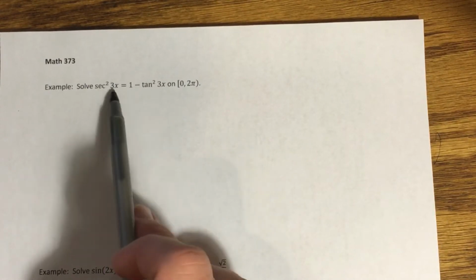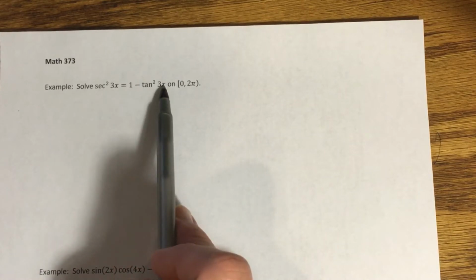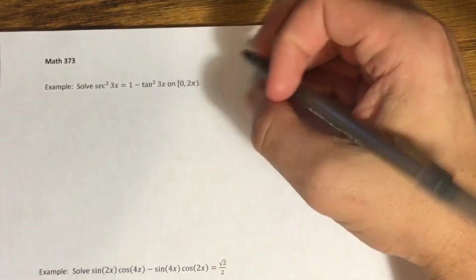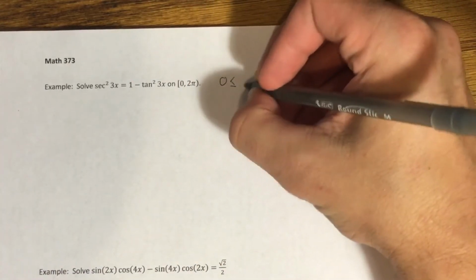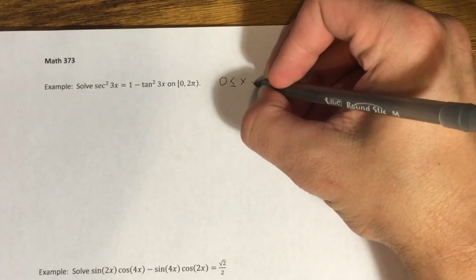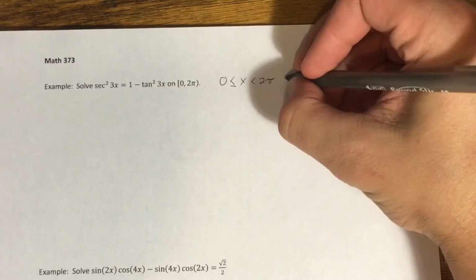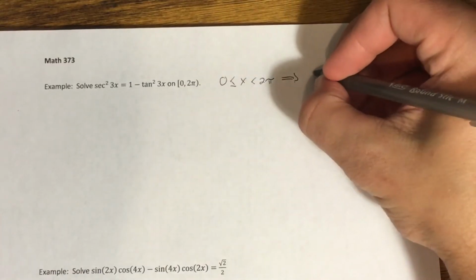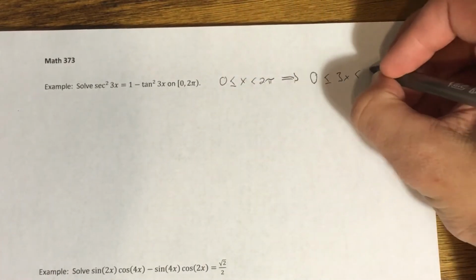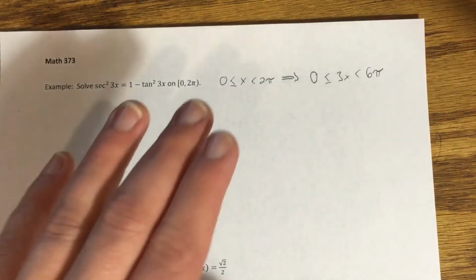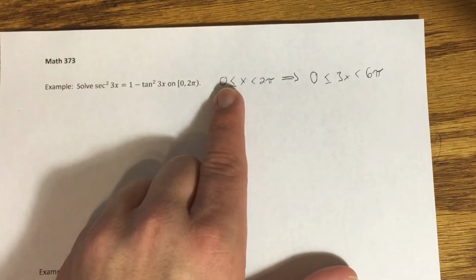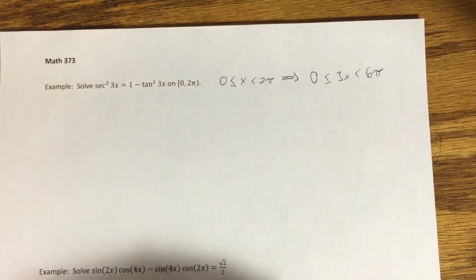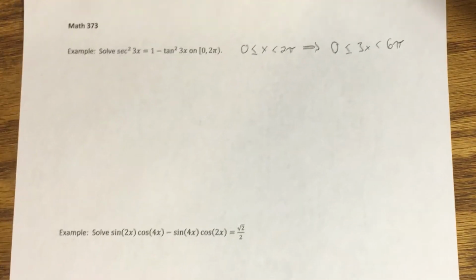The angle in both of my trigonometric functions is a 3x. So I'd like to think, if x is between 0 and 2 pi, I'd like to think of where 3x is. Let me write this interval, again, in inequality notation. X is between 0 and 2 pi. Where would that put 3x? Well, if I multiply everything by 3, I'm going to get this. Okay? So now, instead of just searching through 1 revolution around my unit circle, I'm looking through 3 revolutions around my unit circle, which is going to generate a longer list of solutions.